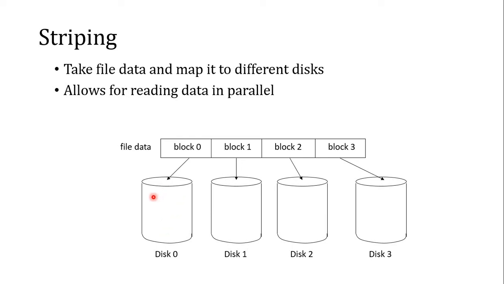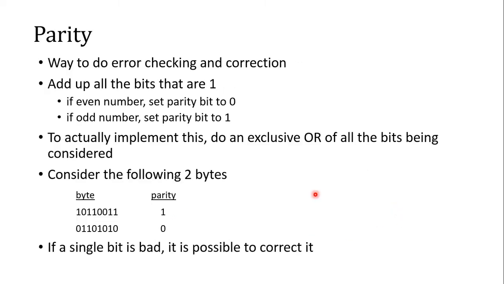Striping means whenever you have more than one hard drive and you combine them in a single place, it is called striping. Another thing is the parity. Parity is basically used for error checking and correction. You probably use parity in DLD and other subjects.